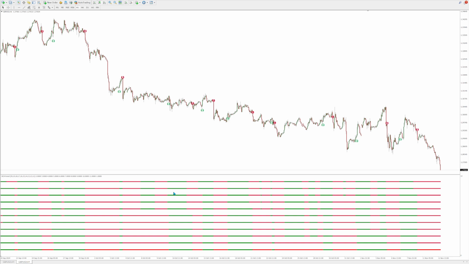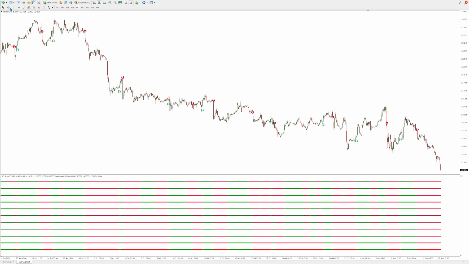It's very simple to use. Basically, what you're looking for is when the histogram is all red, it suggests a downtrend, and when it's all green, it suggests an uptrend. You can amend the colors from the EA inputs. It will also display an arrow on your chart when there's a signal as well. By signal, I mean once they all change from one color to the other.